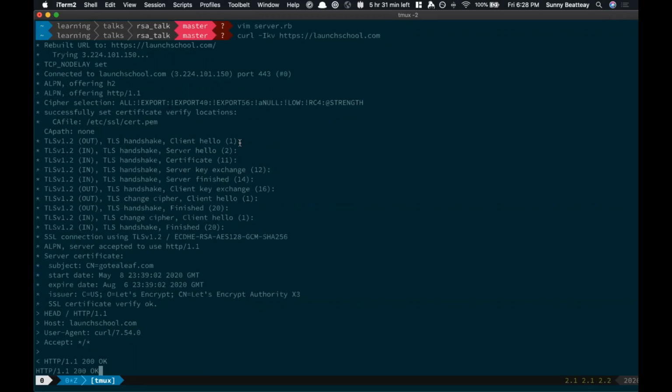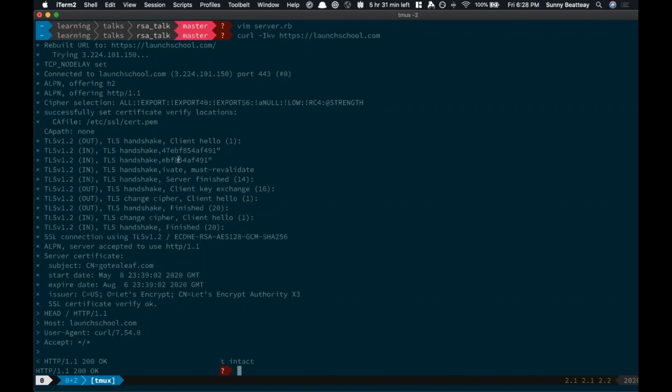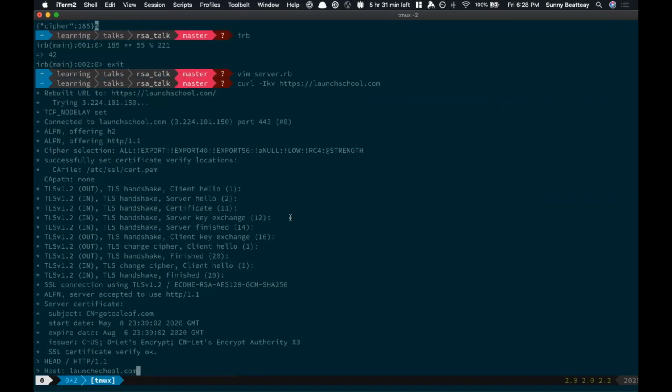In the TLS handshake, since Launch School uses the HTTPS protocol, it is trying to tell us that we can establish a secure connection. So TLS is a secure connection. And in order for my client, my computer, to trust the Launch School server, it has to prove that it is who it says it is. It does this through something called the certificate of authentication. The certificate is going to prove to me that the server I hit here at launchschool.com is the actual Launch School server and not some hacker posing as the Launch School server.